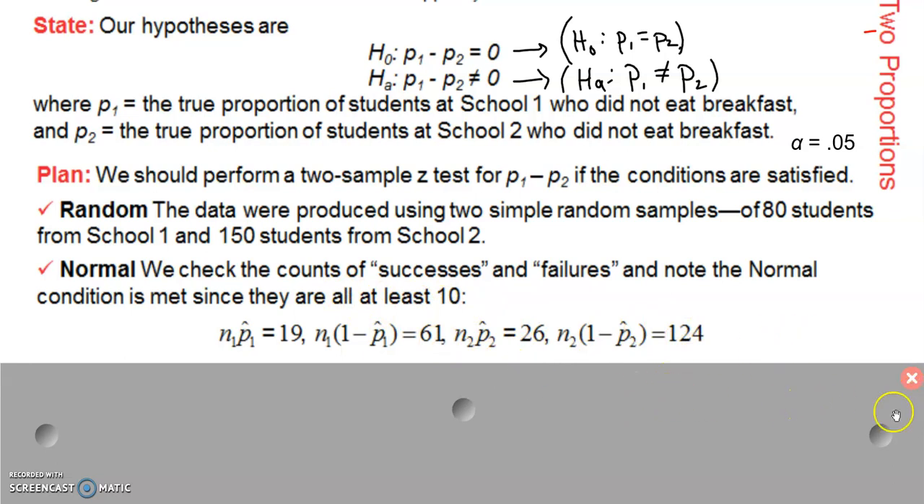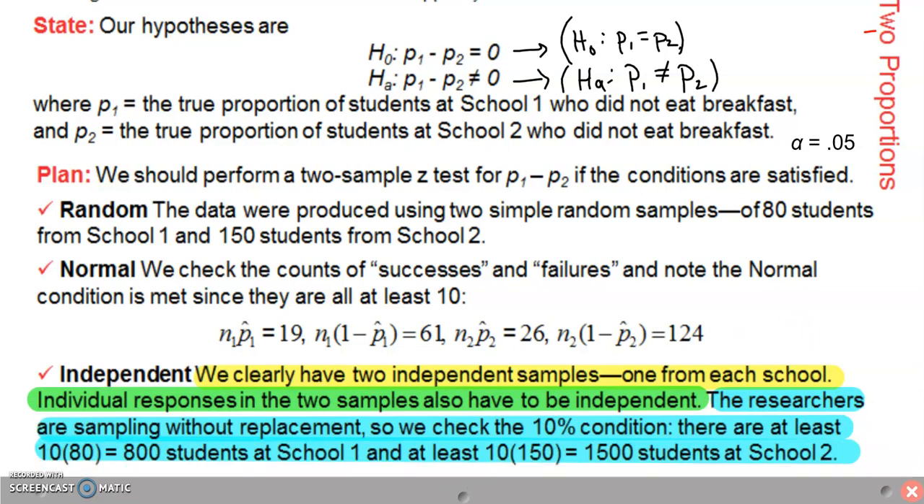Then in the independence condition, again, just like we talked about yesterday, we've got 3 different sentences here. One where we state that the 2 groups are independent from each other. Basically, there's no overlap between these schools, so they are completely separate, which means they're independent. But then also individual responses within each school also need to be independent, so individual responses are independent. Then we also need to check the 10% condition for each school. So there are at least 800 students at School 1 and 1,500 students at School 2.